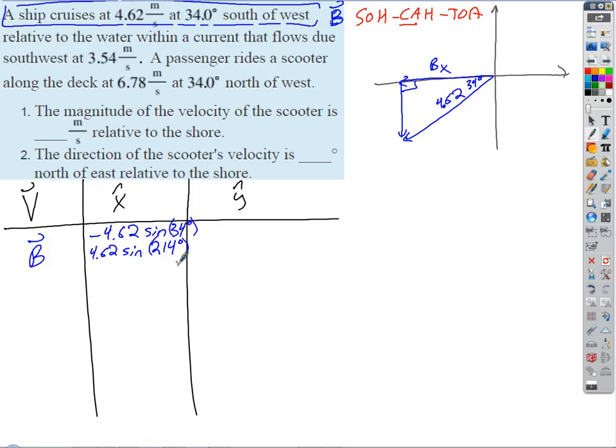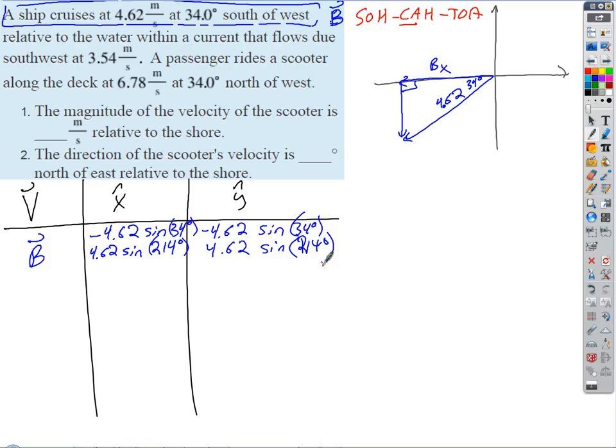It doesn't matter. And then what's the function for the y component? Sine. Yep. So we're going to get either negative 4.62 times the sine of the small angle, because of its orientation, or I could just ignore the negative sign and multiply by the sine of the whole angle, 214. Right? Why are they both sides?